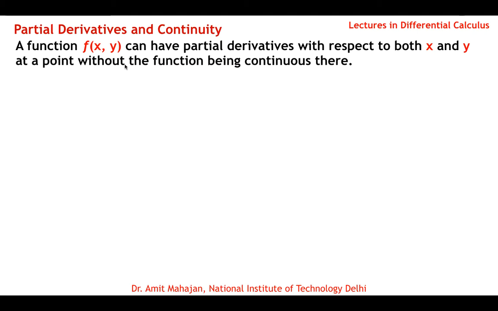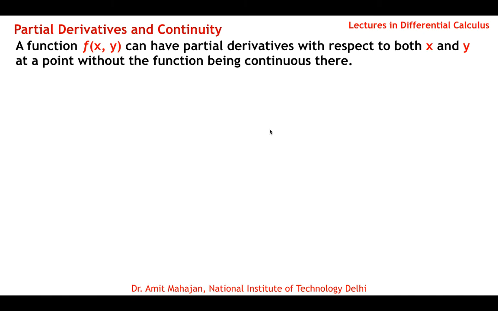Okay, so here's an important result: a function f of x, y can have partial derivatives with respect to both x and y at a point without the function being continuous there. Just because partial derivatives are slopes only in the direction of the x-axis and in the direction of the y-axis. Okay, but continuity means we have to approach the point from all directions. So even when the function is not continuous, even then we can have slopes in the direction of the x-axis and slopes in the direction of the y-axis.